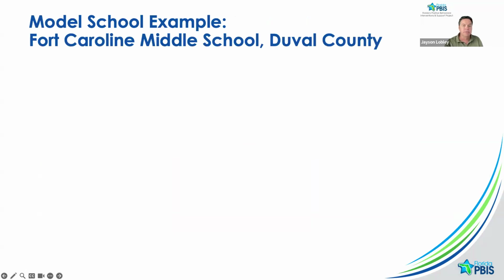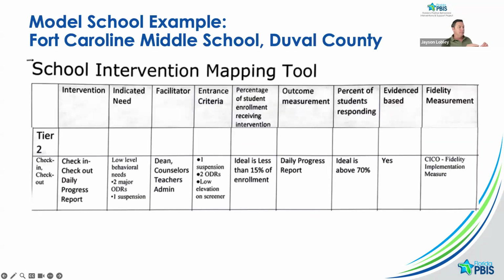All right, we've got some other examples to share with you. Fort Caroline Middle School in Duval County has a school intervention mapping tool. Some of the neat stuff on this one that I'd like to highlight is that they've got their intervention and an entrance criteria, which is what needs to be going on with a student in order to get into this particular intervention. And they've got their criteria there: 1 suspension, 2 office discipline referrals, or low elevation on a screener.